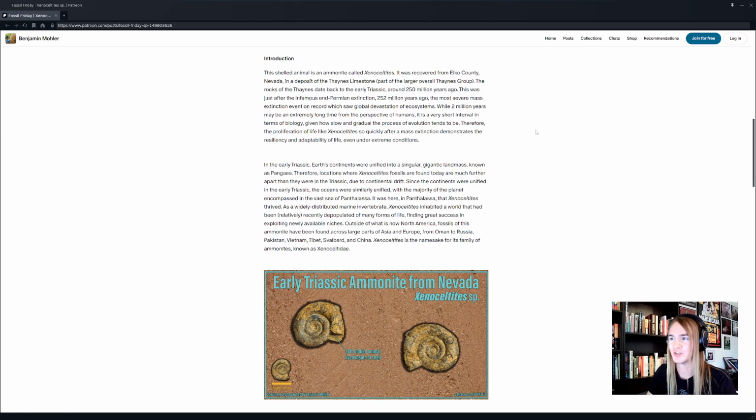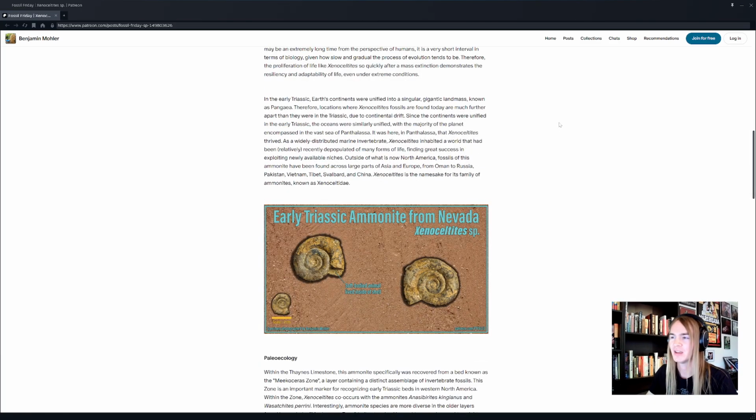While 2 million years may be an extremely long time from the perspective of humans, it is a very short interval in terms of biology, given how slow and gradual the process of evolution tends to be. Therefore, the proliferation of life like Xenoceltites so quickly after a mass extinction demonstrates the resiliency and adaptability of life, even under extreme conditions. In the early Triassic, Earth's continents were unified into a singular gigantic landmass known as Pangaea.